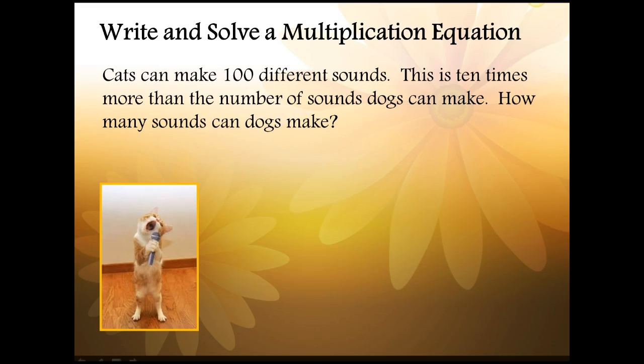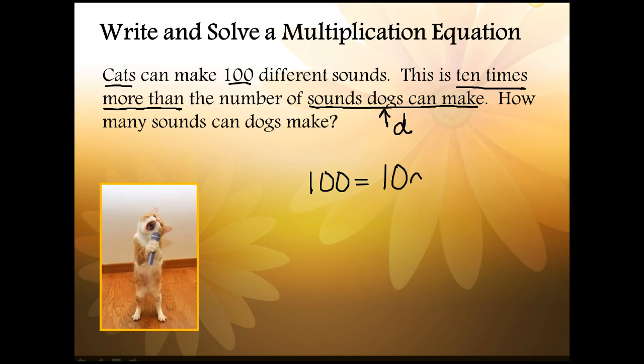Our problem tells us that the cat's 100 sounds are 10 times more than the number of sounds dogs can make. Our variable is going to be the number of sounds that dogs can make because that is our unknown. The 100 sounds the cats can make equals 10 times the number of sounds the dogs can make. So I'm going to write 10d to represent that.